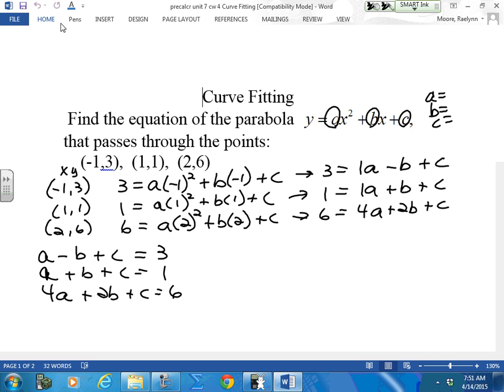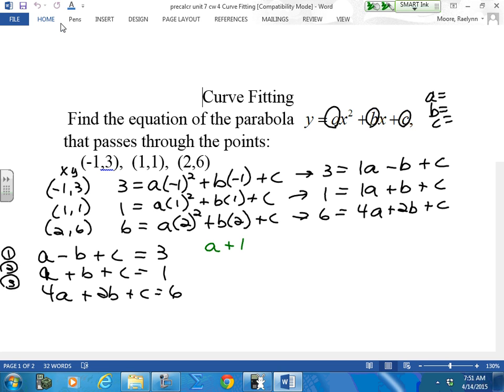So let's just take these, and everybody do this with me because you need to know how to do this. The easiest ones to eliminate are the ones that have, what I find, the opposite signs. So let's do 1 and 2. If we combine those, what variable should we eliminate? B. So let's take these 2, combine them.